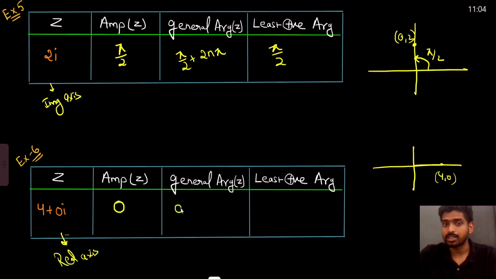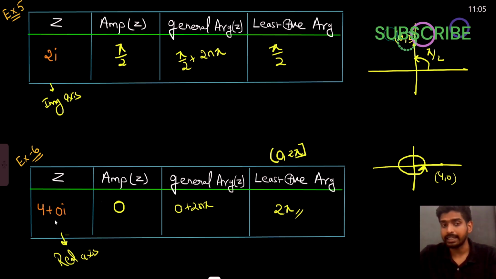What is the general argument? General argument is 0 plus 2n pi. Now least positive argument. Least positive argument means we have to give the answer from 0 to 2 pi, 0 excluded, 2 pi included. So we will not write 0 because 0 is not a positive number, right? So we have to give a positive angle, which will be equal to this complete angle, which is 2 pi. So the least positive argument value for this complex number, or for any positive purely real complex number, will be equal to 2 pi.